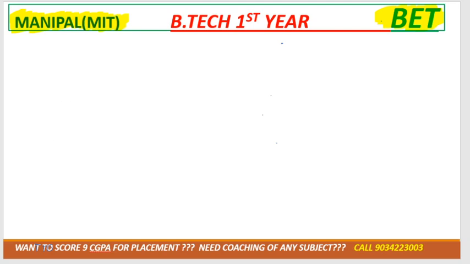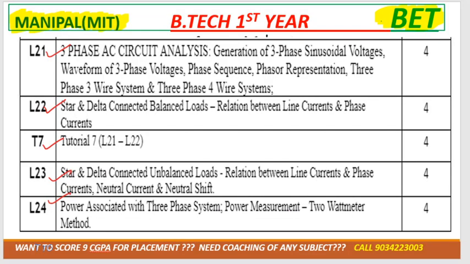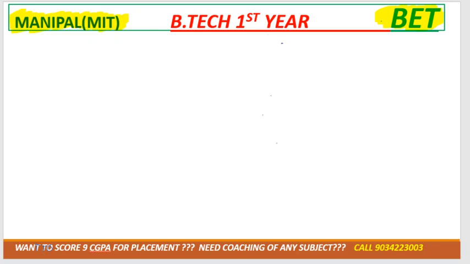In this, I'm briefing you about module 3. What is module 3? That is basically lecture 21, lecture 22, and star delta 23 and 24. If you are from BT background, then 10 marks from these topics will be covered. These will include only 3 topics.